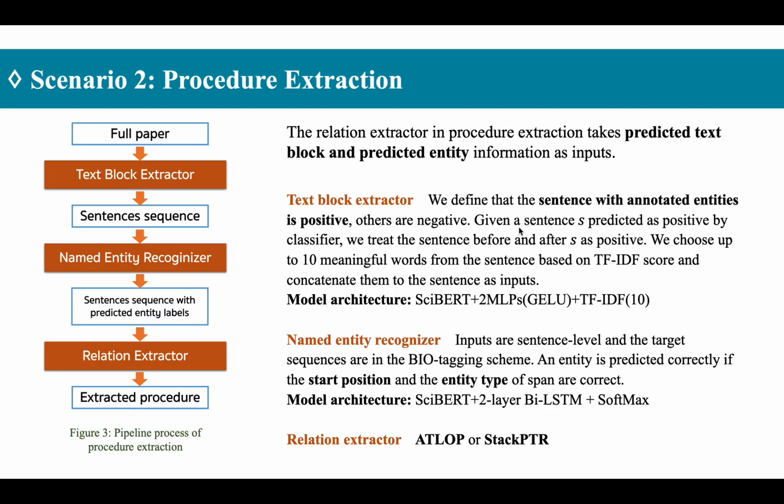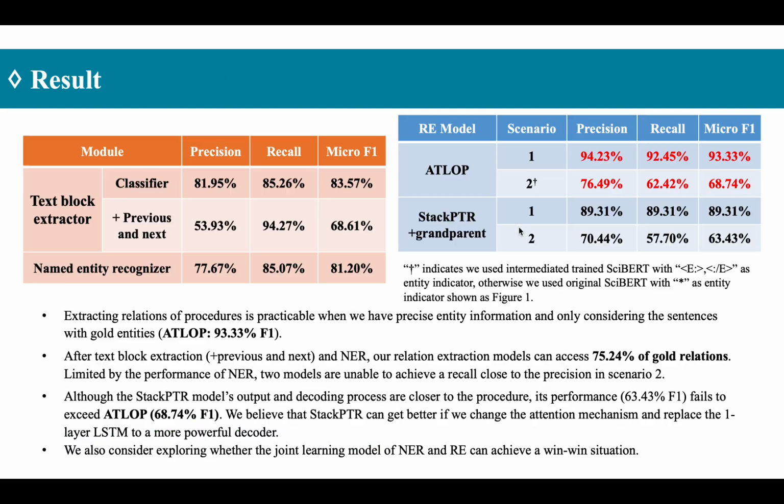Inputs of relation extraction are extracted sentences sequence with predicted entity labels. When we have precise entity information and only considering the sentence with gold entities, Outloop can achieve a good result of 93% F1 score. Limited by NER model, relation extraction models cannot achieve a recall close to the precision in Scenario 2. Overall, StarPDR's performance fails to exceed Outloop.